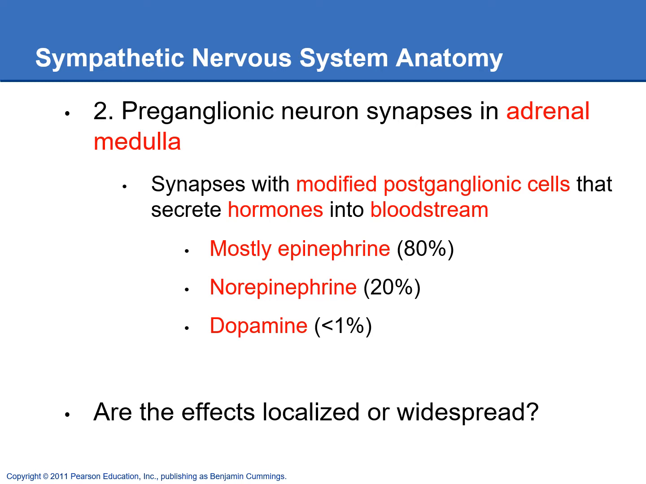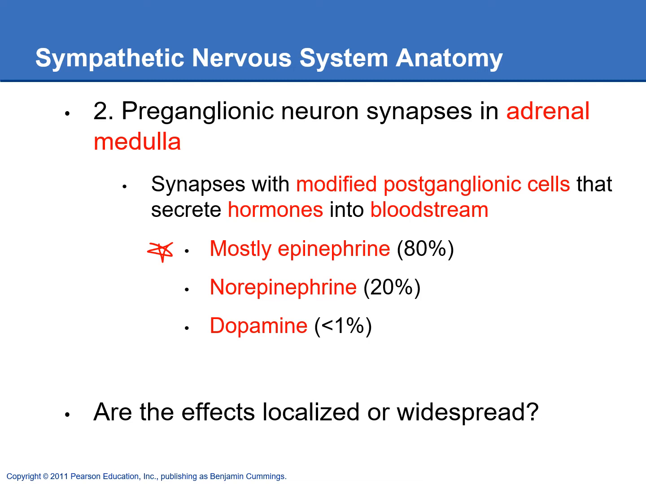So remember that these are amines. They're made from amino acids. And the adrenal medulla is going to be releasing mostly epinephrine or adrenaline. And it also releases some norepinephrine and a tiny amount of dopamine. And so it's going to be dumping these into the blood as hormones.